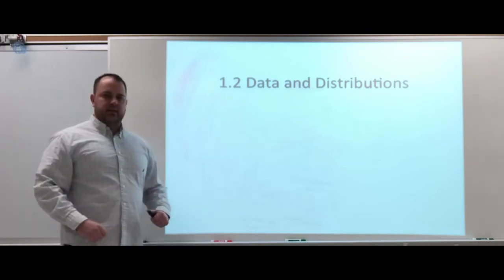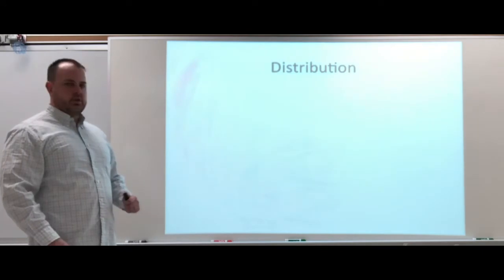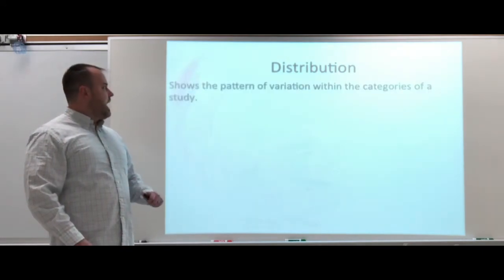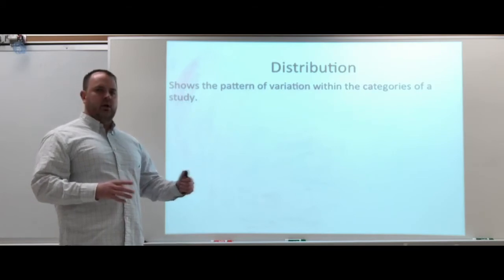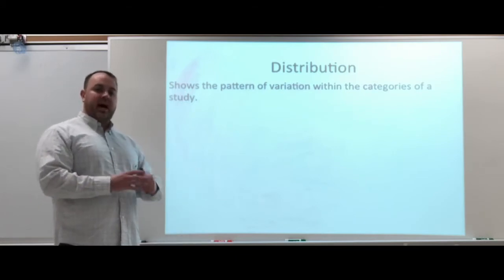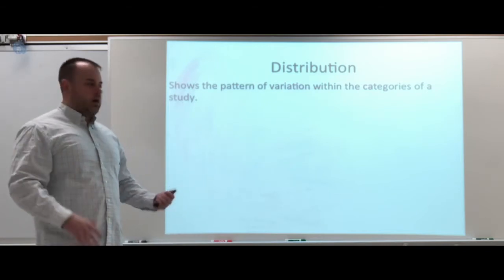So now we're going to look at a different set. We're going to look at quantitative data. Distribution again: we're looking at how the pattern of our data set is spread out. We had categories last time. Now we're going to be looking at a continuous list, quantitative data, numerical data.